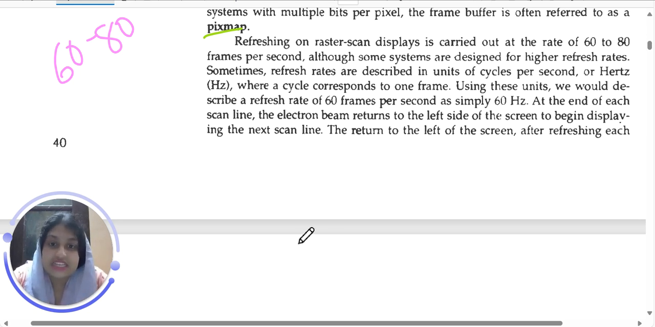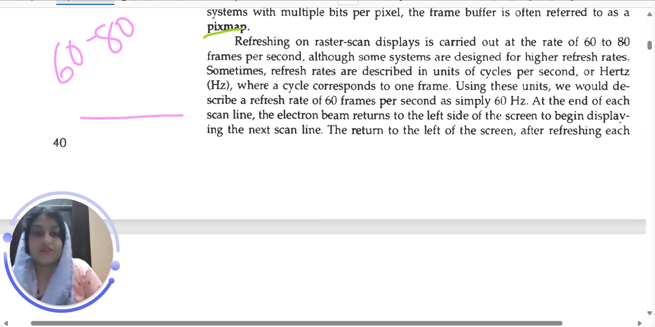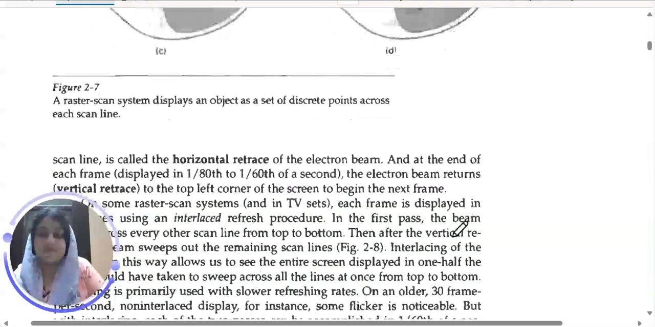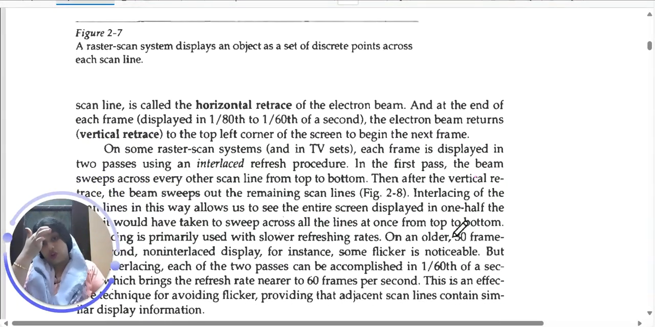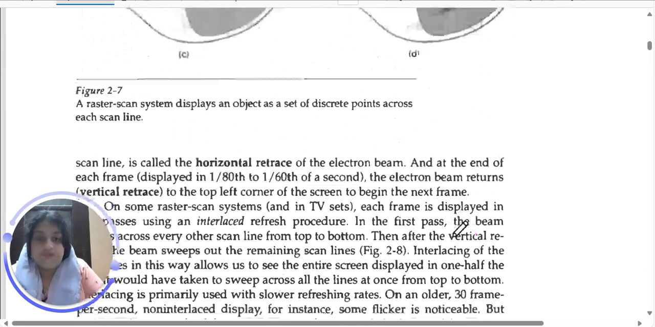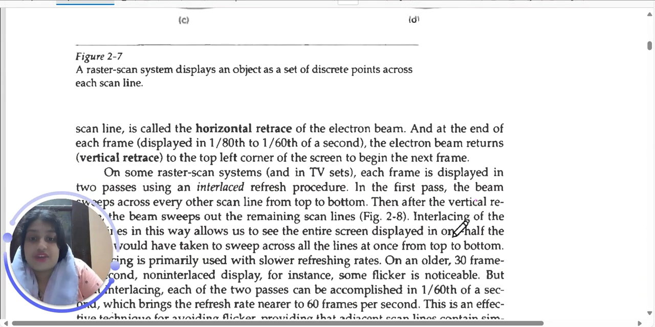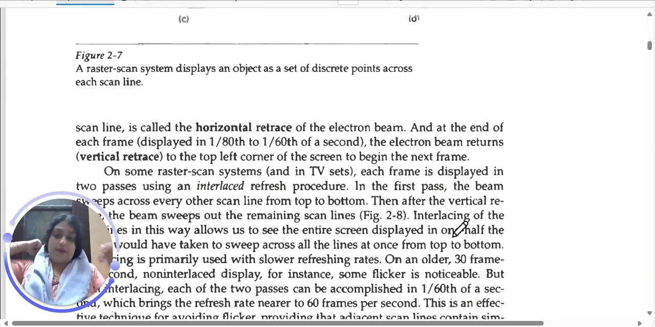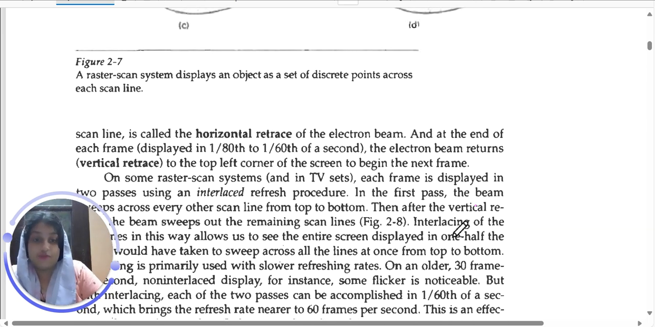At the end of each scan line, the electron beam, okay, now when it reaches the end, returns to the left side to begin displaying the next scan line. The return to the left of the screen after refreshing each scan line is called the horizontal retrace of the electron beam. And at the end of each frame, displayed in 1/80th to 1/60th of a second, the electron beam returns to the top left corner of the screen to begin the next frame.